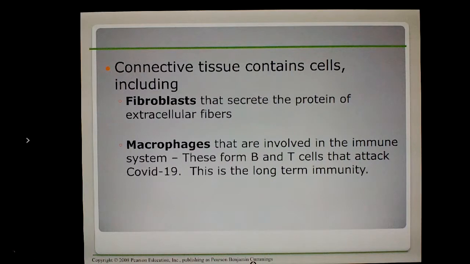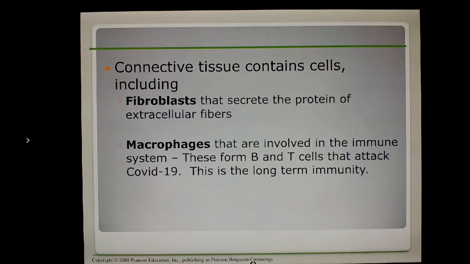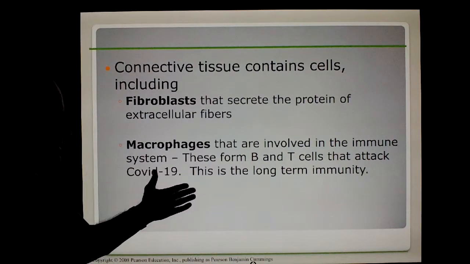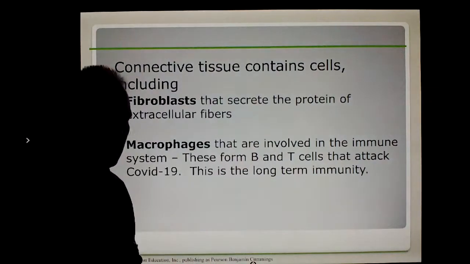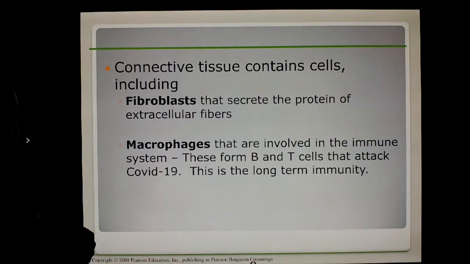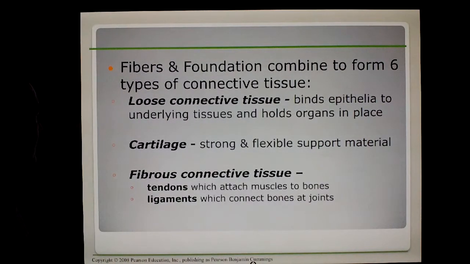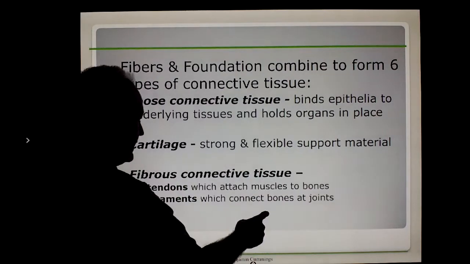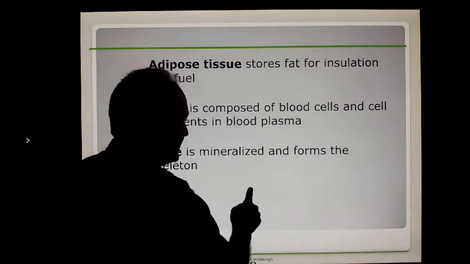Also included in here are fibroblasts and macrophages. I need to talk about macrophages because of COVID, in that these form B and T cells, which are part of the immune system and help attack COVID-19. If a person is exposed to COVID-19, they will develop B cells and T cells to attack the virus and have some memory of that to give them longer-term immunity. Then there's loose connective, cartilage, and fibrous connective tissue. Those are not too important in this particular example. Adipose, blood, and bone haven't been implicated with COVID too much.